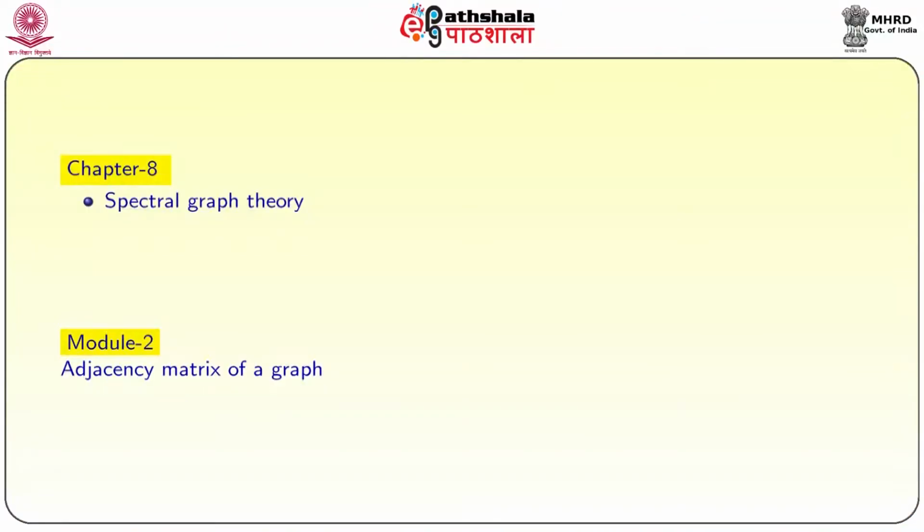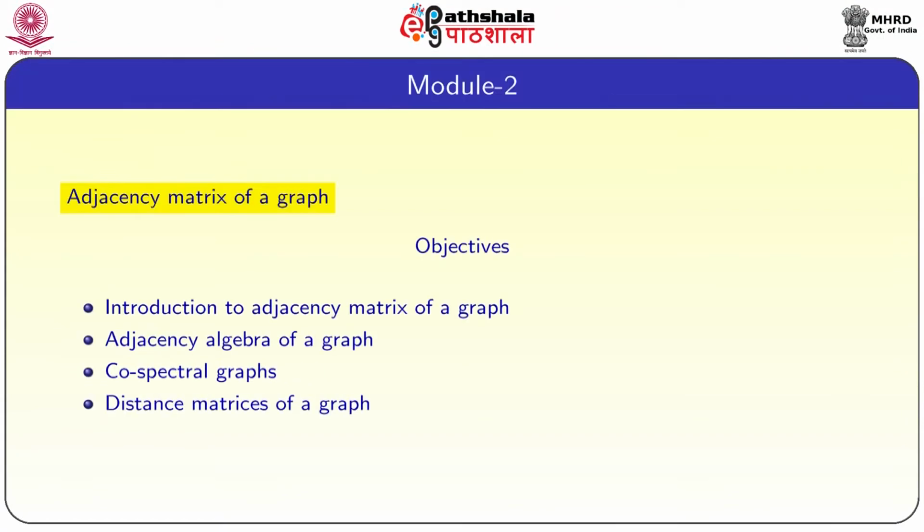In module 2 of chapter 8, we are going to study the adjacency matrix of a graph. The learning objectives of this module are an introduction to the adjacency matrix of a graph, the adjacency algebra of a graph, cospectral graphs, and distance matrices of a graph.